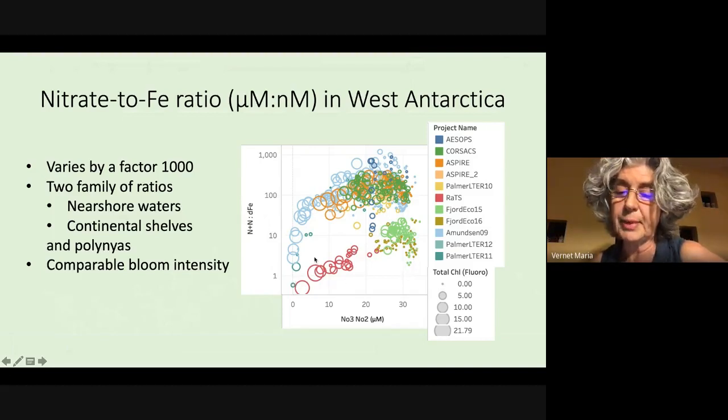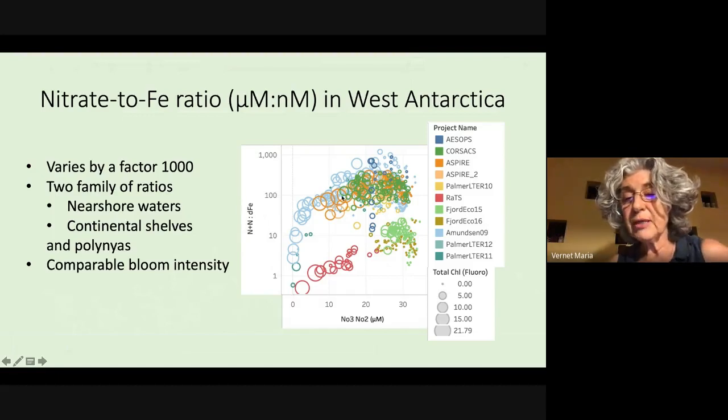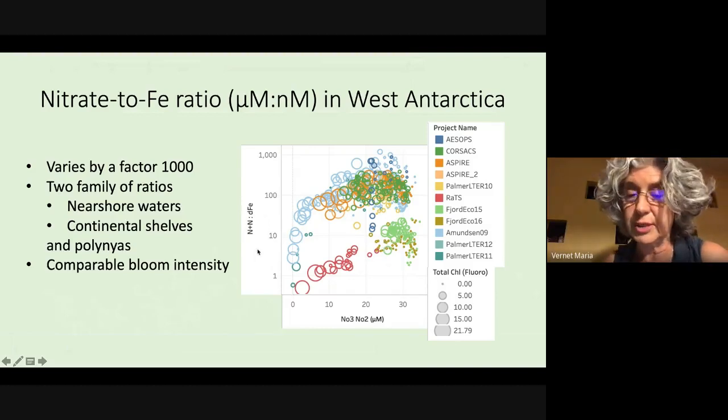The red is Margaret Bay from the RATS British program. And these 2 are the fjords in the West Antarctic Peninsula that we studied in Andvord Bay in 2015, 2016. All the rest of the places, the Western Antarctica Peninsula Shelf, the Amundsen Sea and the Ross Sea have much higher ratios, between 50 and 500 on average. I also want to point out that the size of the circles is the amount of phytoplankton. Here is total chlorophyll. So the amount of phytoplankton the two areas can sustain is independent of the ratio of nitrate to iron.